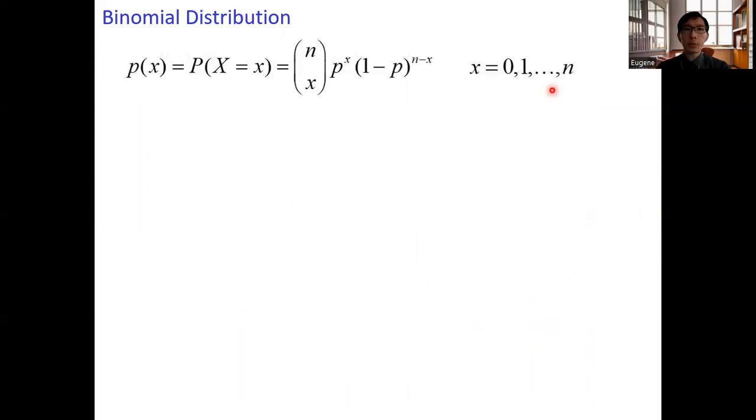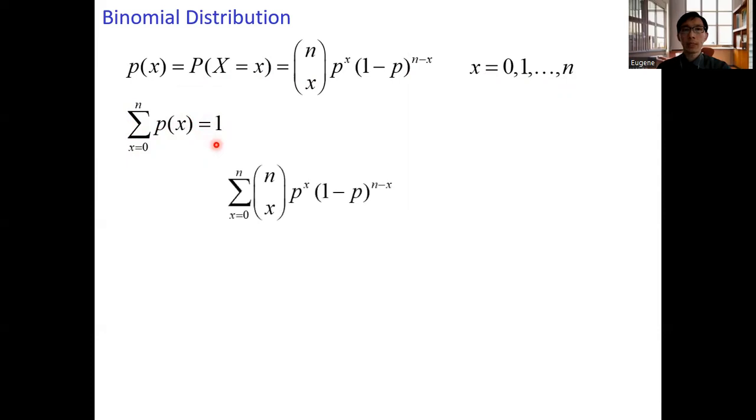This is the binomial distribution, and x can take on values 0, 1, up to n. So we can expect that the summation of p of x from x equals 0 to x equals n must be 1. Let's take a look at how we derive the 1 out of this binomial distribution. x can take on values 0, 1, 2, up to n. And if you investigate, this expression is similar to the one given in the binomial theorem.